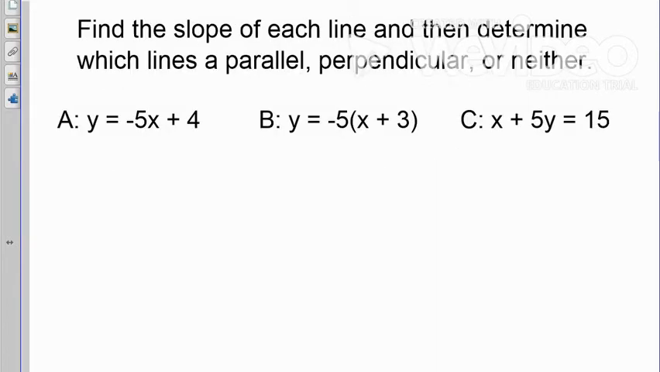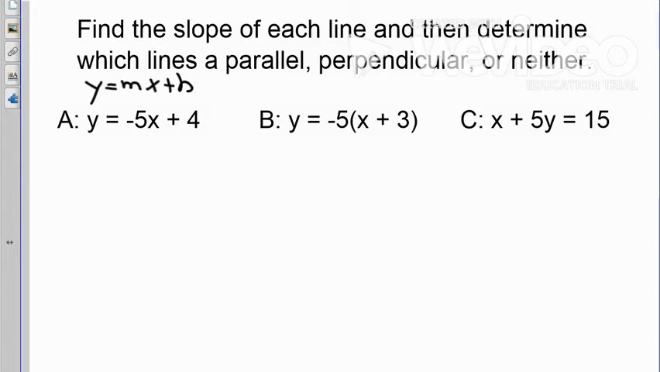All right, so an example that we could use to do this is find the slope of each line and then determine which lines are parallel, perpendicular, or neither. Okay, so you're going to be looking here to see which lines have the same slope, which ones have negative reciprocals, or neither.